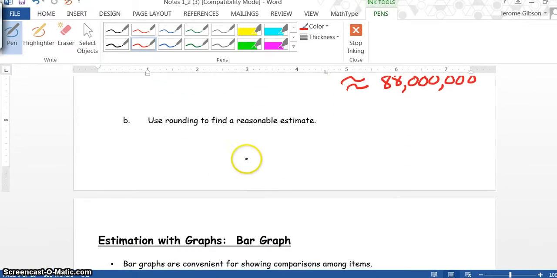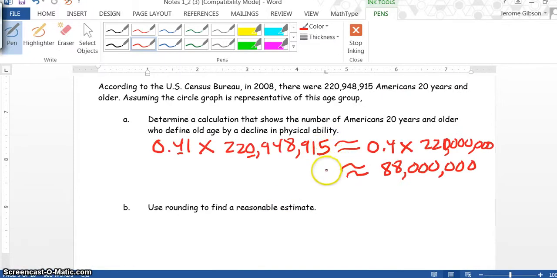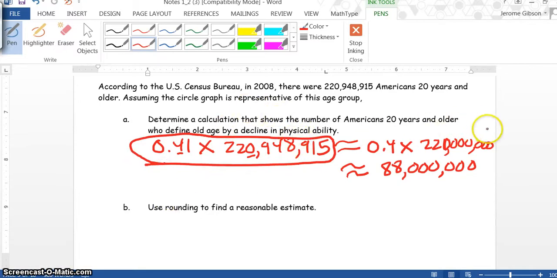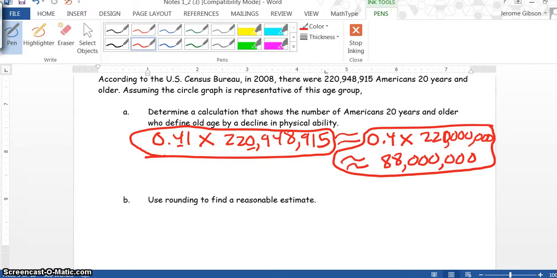Okay, now it says use rounding to find a reasonable estimate. Okay, class, actually we did A and B with this question here. Actually, A was this portion here. This was actually the calculation. And then B, when we use rounding, it's these values here. So what you need to do in your notes is write this in for B, and this would be your A here.